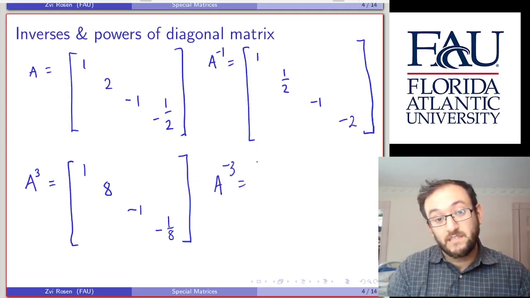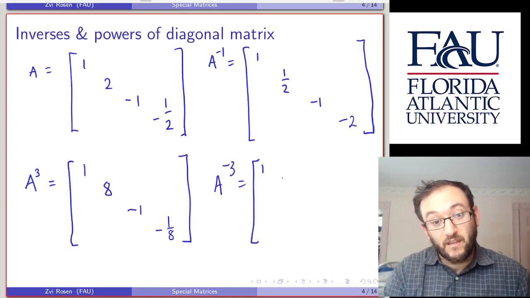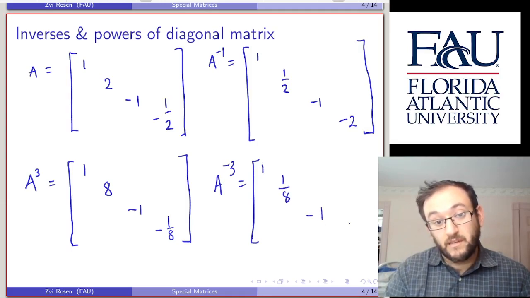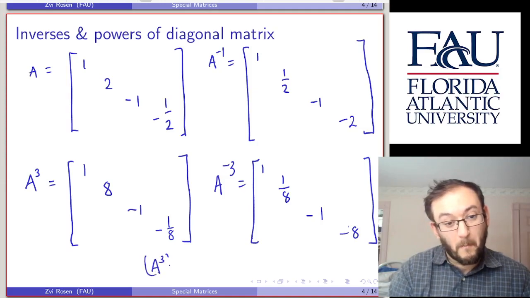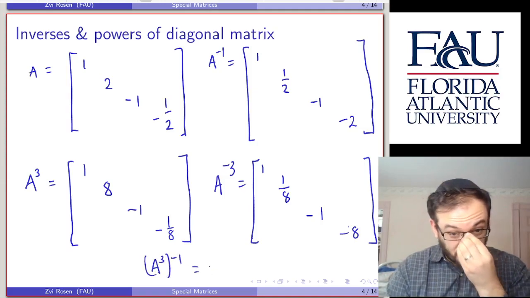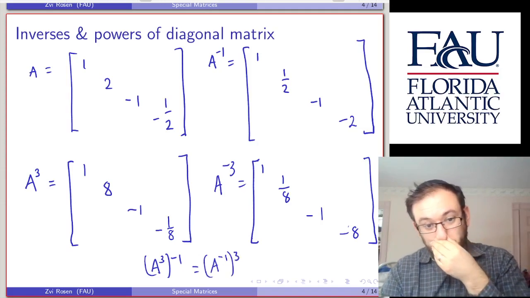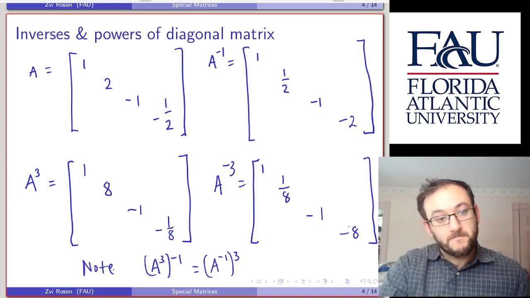If we wanted A to the minus third power, we would take the cube of the inverse matrix and get 1 over 8, minus 1, and minus 8. And as we've seen before, the inverse matrix to A cubed is the cube of the inverse matrix. And that's something we've seen before.